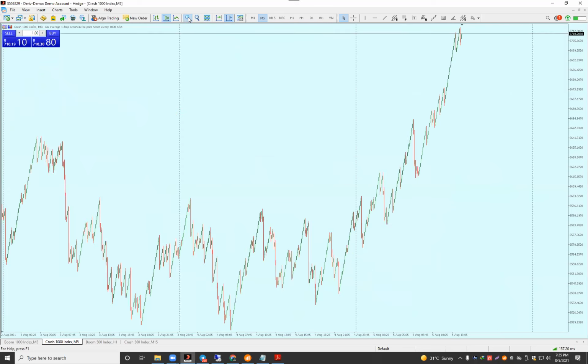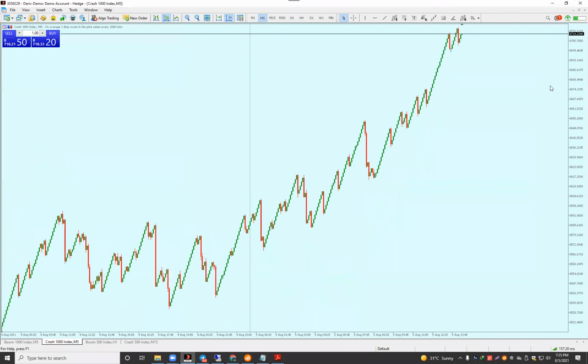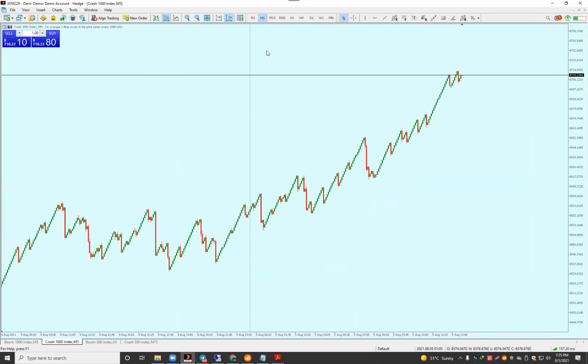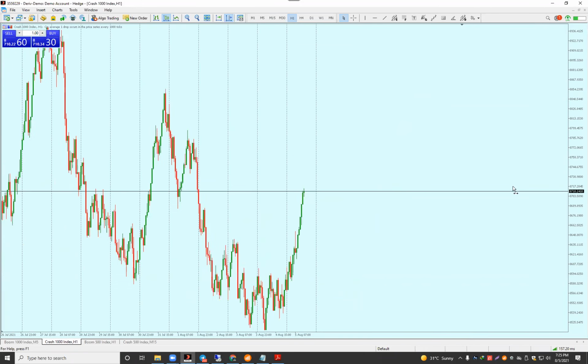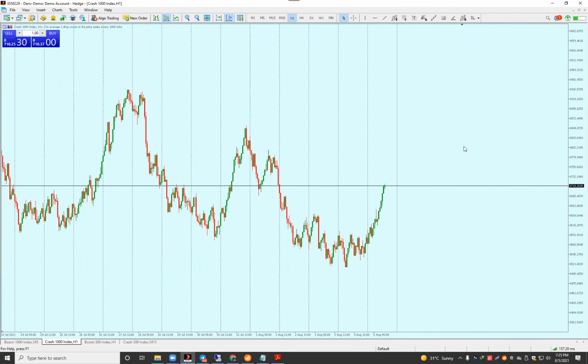Here now there is no pattern. Even at the H1, there is no pattern. Where is it possible that a pattern can be generated?